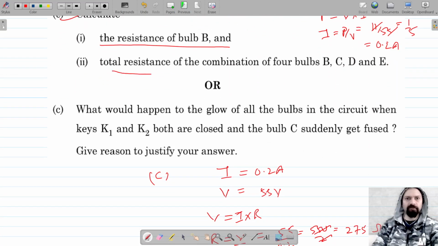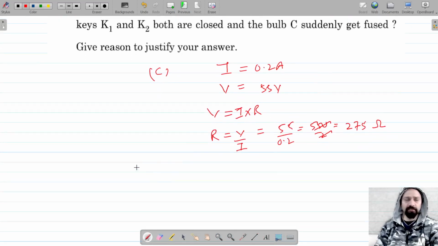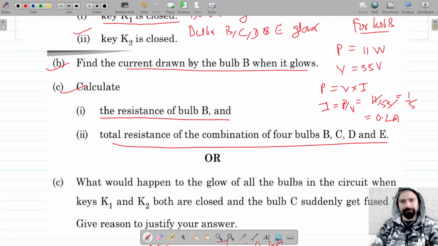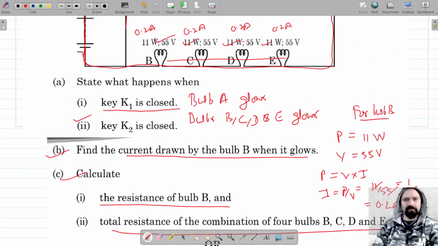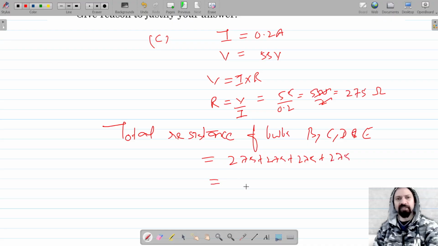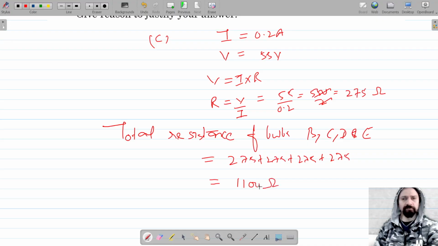Now we have to find the total resistance of bulbs B, C, D, and E. These are connected in series. So that means each of them will have resistance 275 plus 275 plus 275 plus 275, because they have the same ratings. And the total resistance will be 1100 ohm.